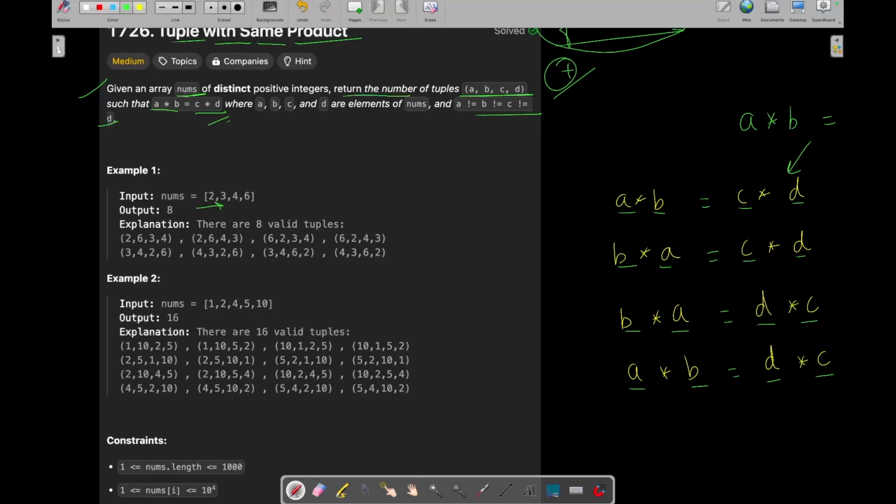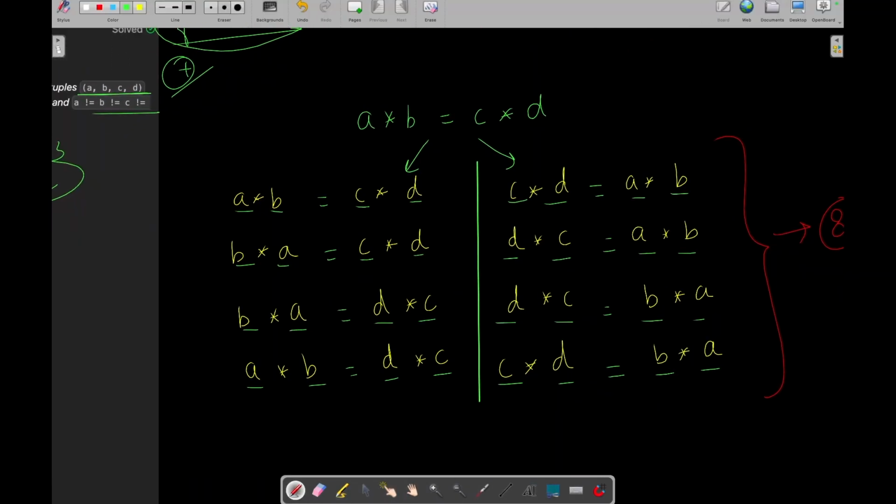As you can see in this example, 2, 3, 4 and 6, what pairs can we form? 6, 2, 4, 3, right? 6 into 2 equals 4 into 3, 12 equals 12, right? So as you can see, we can form only one pair. Instead, its answer is 8. Okay, so let's see why.